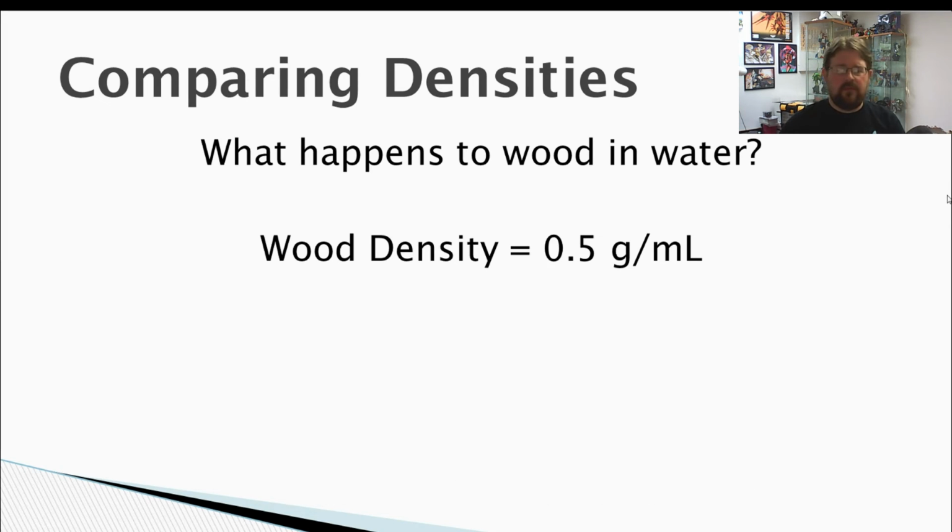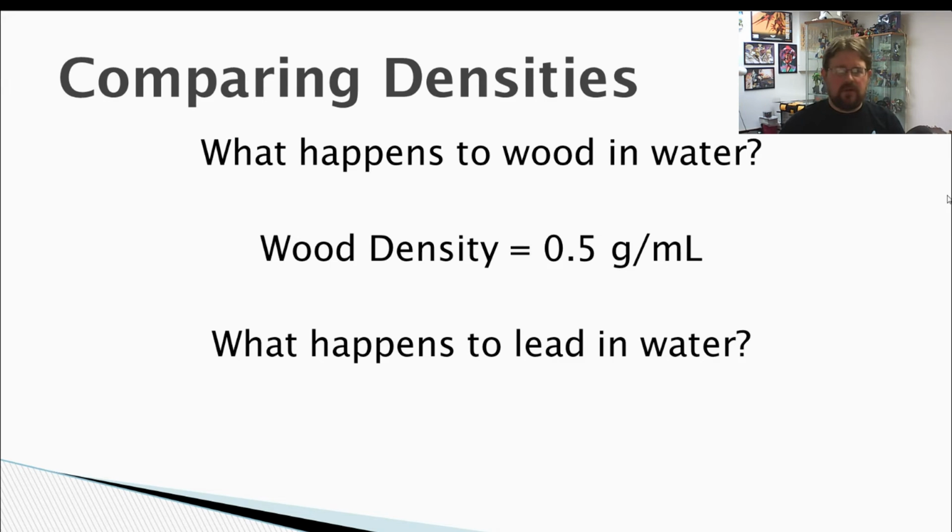Let's look at another one. What happens to lead in water? Well, think about it. If you took a chunk of lead, or really any metal, and you put it into water, what's going to happen to it? Is it going to float, or is it going to sink? Hopefully you said it would sink.